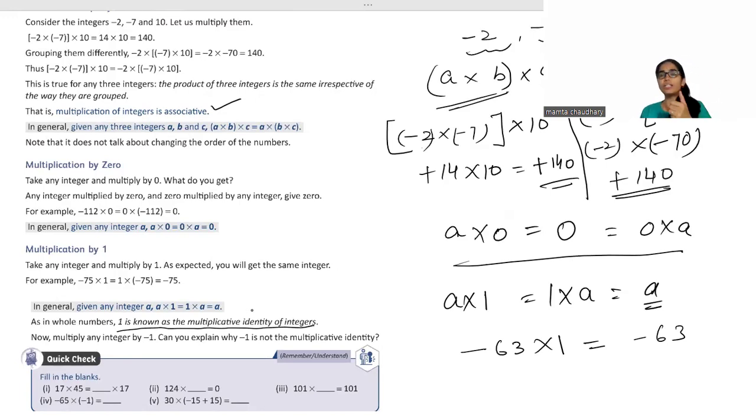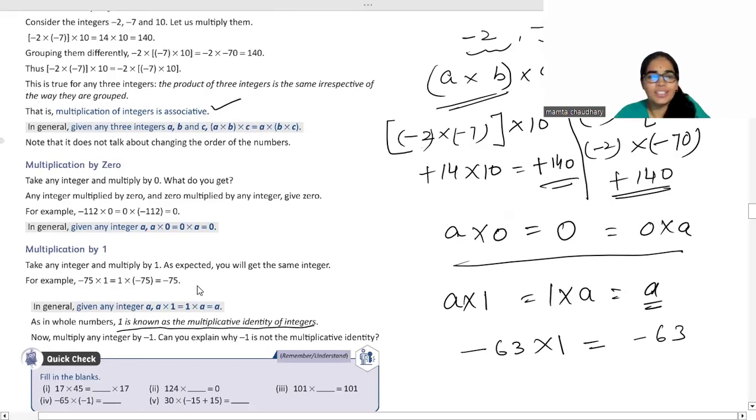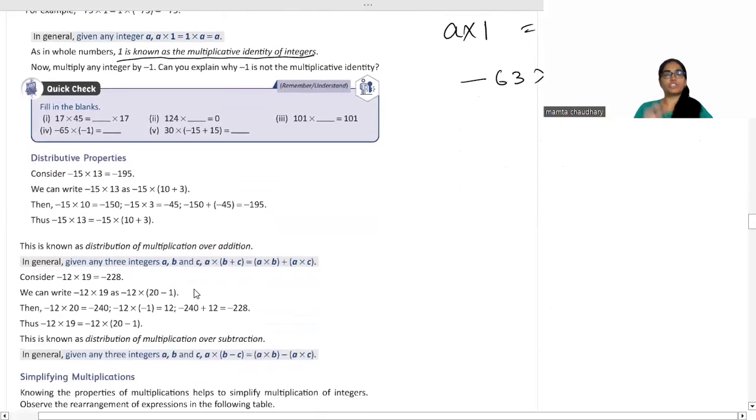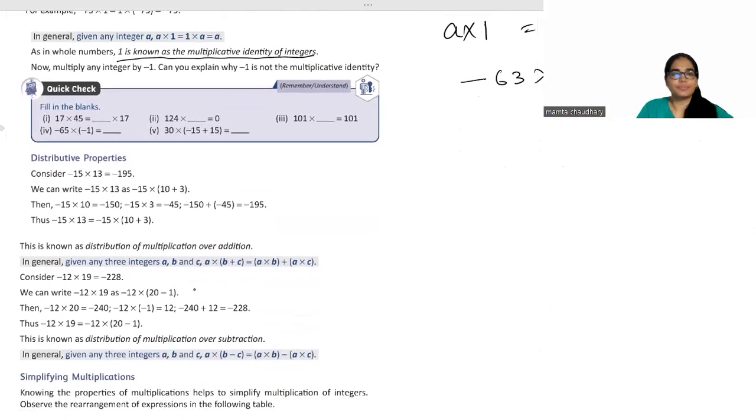What is additive identity? Additive identity means when we add something to a number, we should get the same number. It means if we add 0 to a number, we are getting the same number. So 0 is additive identity. Now multiplicative identity means if we are multiplying any number by 1, we are getting the same number. So 1 is known as multiplicative identity. Right?